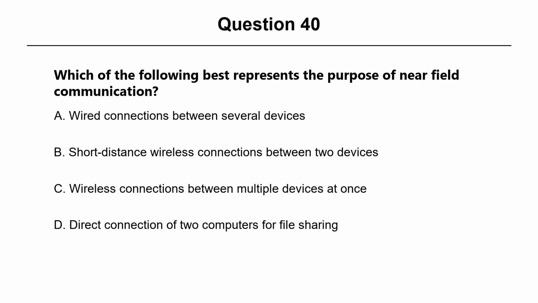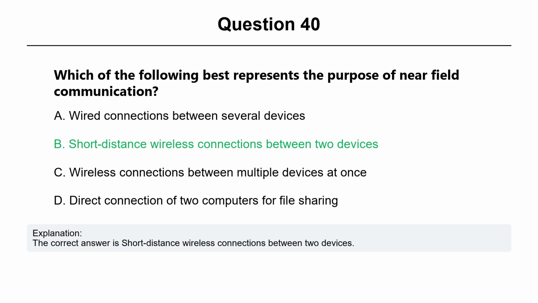Question 40. Which of the following best represents the purpose of near-field communication? Option A, wired connections between several devices. Option B, short-distance wireless connections between two devices. Option C, wireless connections between multiple devices at once. Option D, direct connection of two computers for file sharing. The correct answer is option B, short distance wireless connections between two devices.